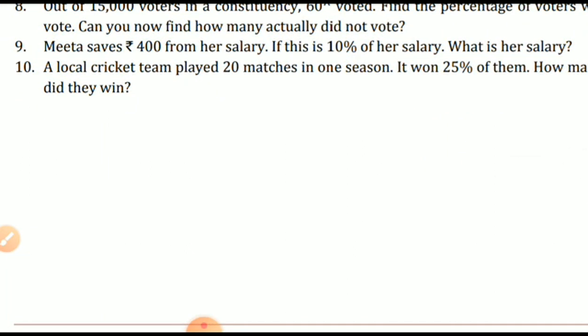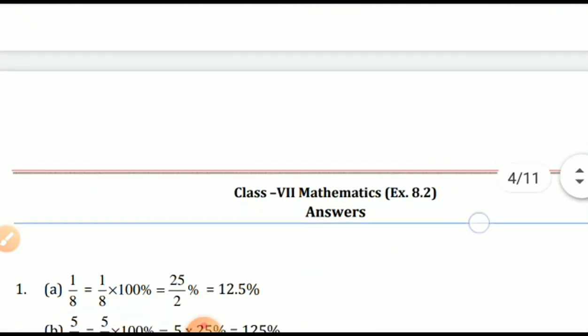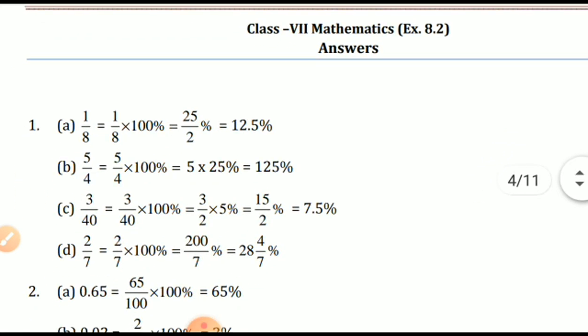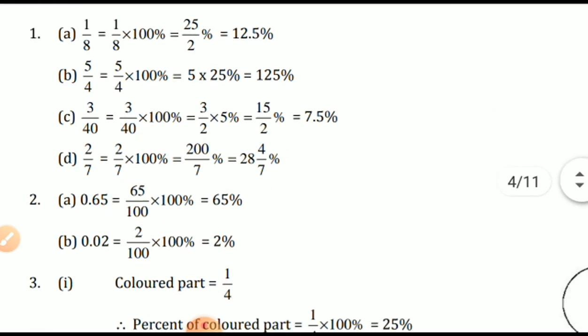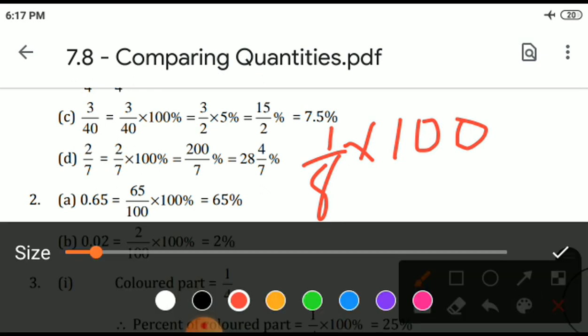Okay, now students, we will start today's solutions of question number 1, exercise 8.2, standard 7 mathematics. Here they ask us 1 upon 8 as a percentage. Nothing to do: whatever fraction is given, just multiply it with 100 and put the percentage sign. Okay, my dear students, here I am writing 1 upon 8 multiplied by 100. Can you see this with the color pen? Oh, you don't like the color? Okay, I will change it to another color.